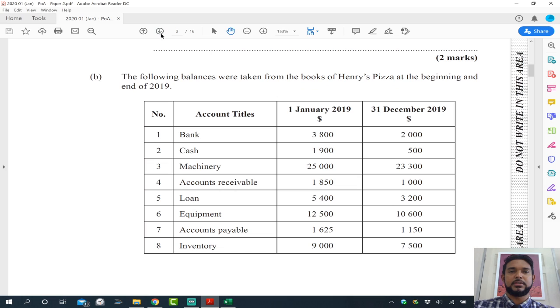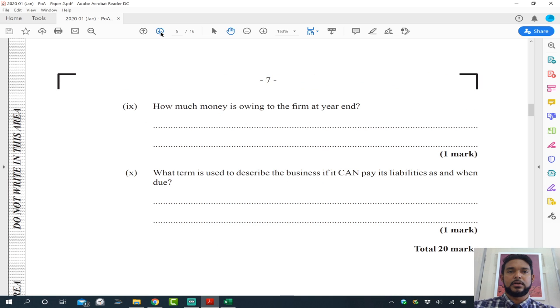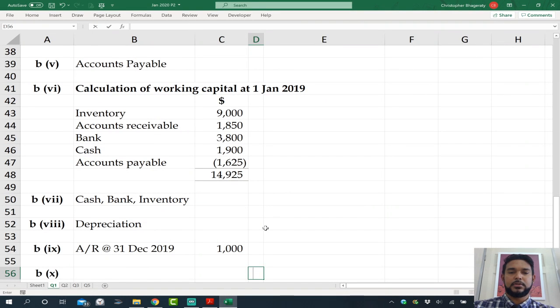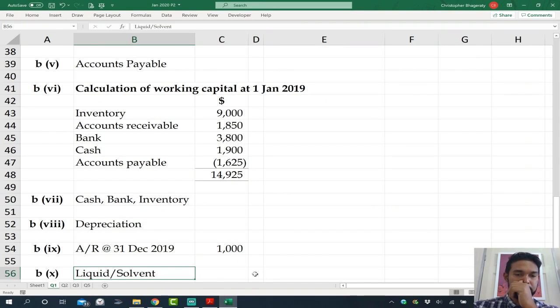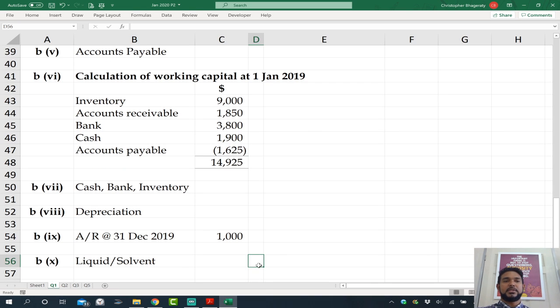What are they asking for in part 10? Let's take a look. What term is used to describe the business if it can pay its liabilities as and when due? Right, so that one I used is liquid or solvent. So I know I said liquidity is the ease of conversion of an asset to cash, but it also means how able the business is to pay off its current liabilities with its current assets. And solvency talks about how able the business is to service its debt or its long-term liabilities.